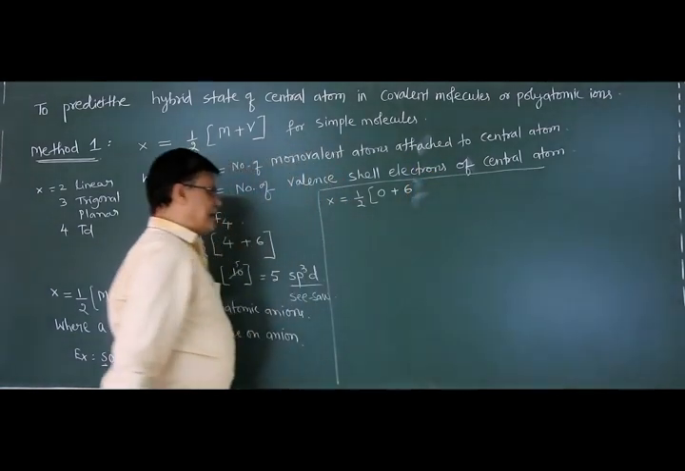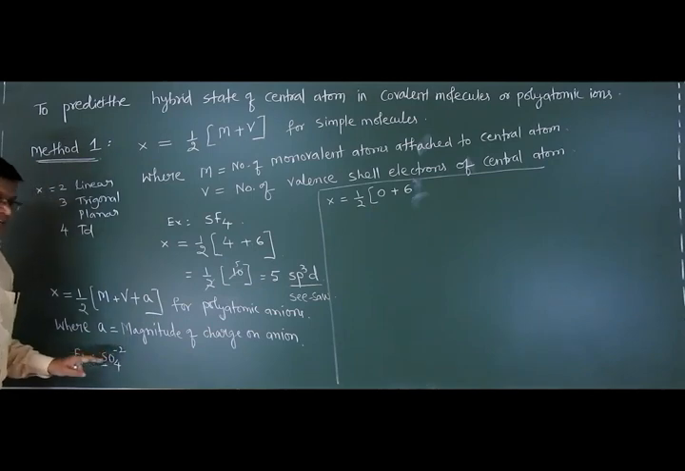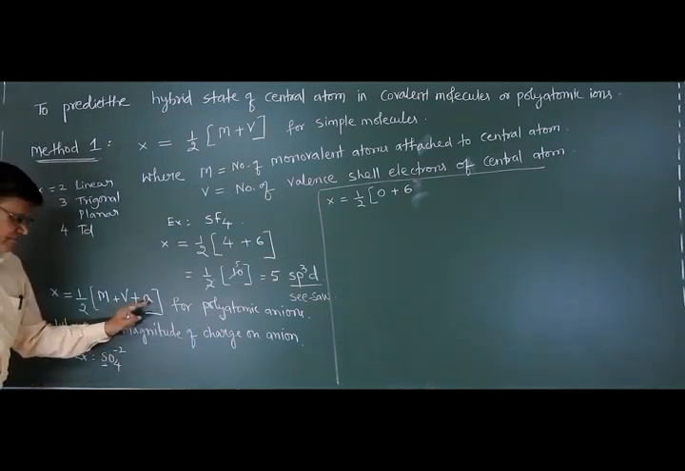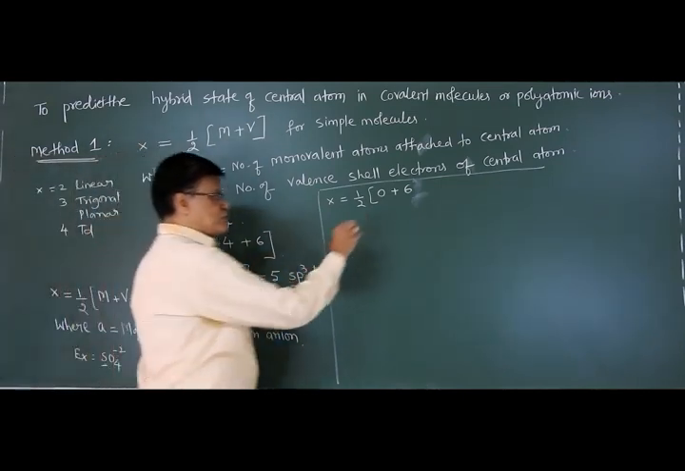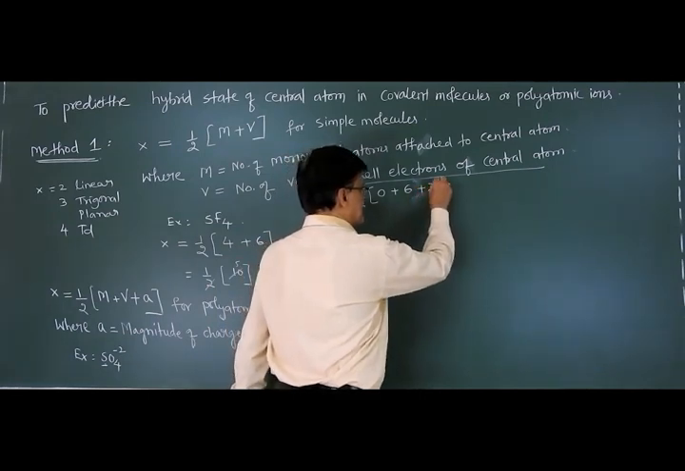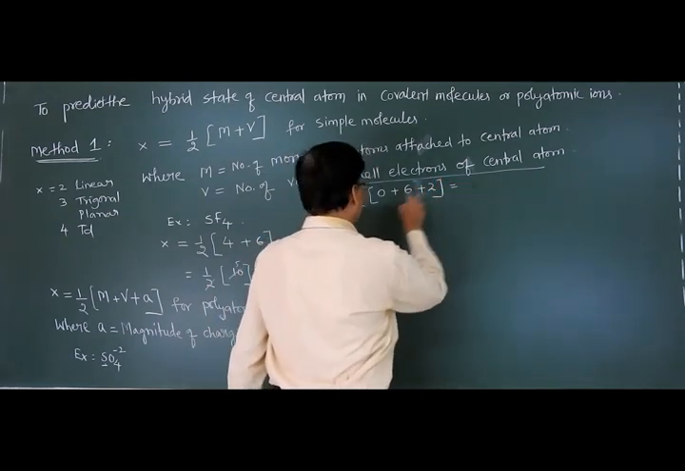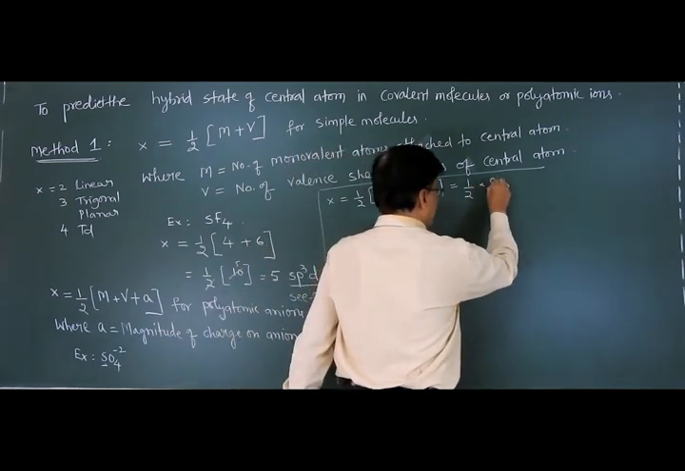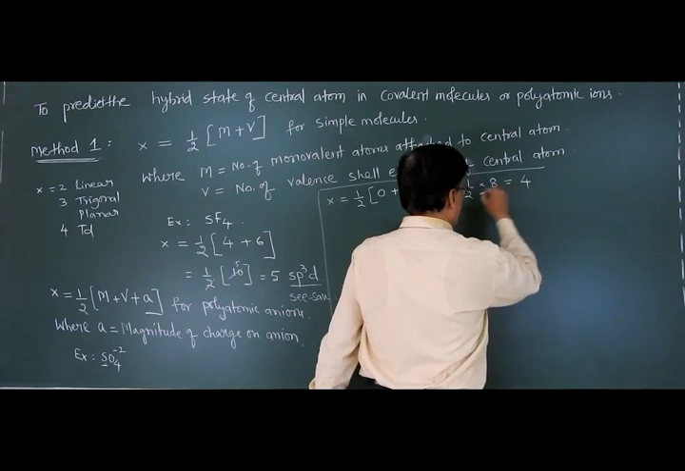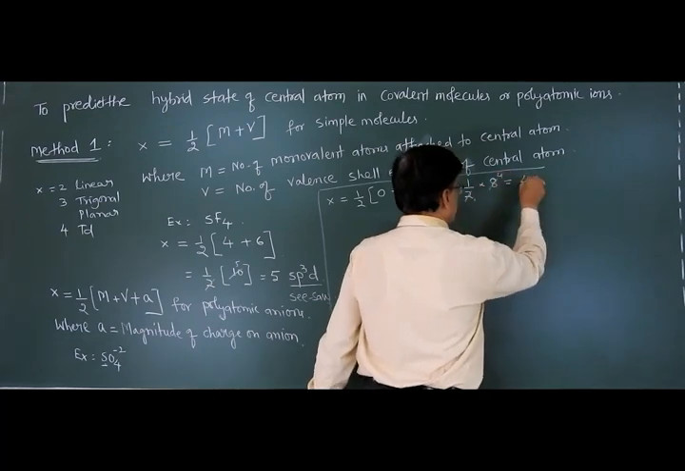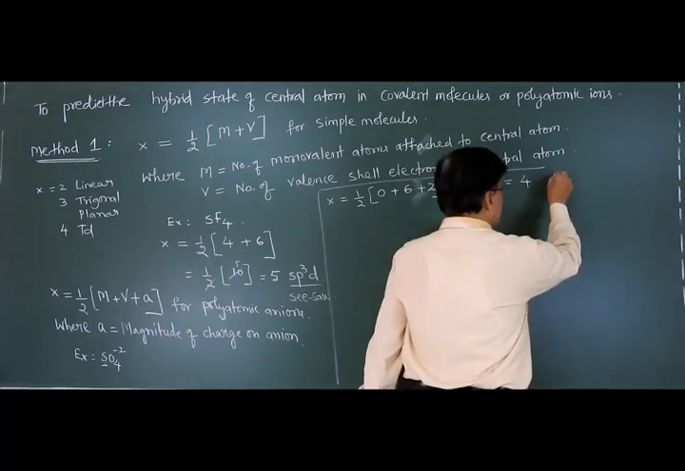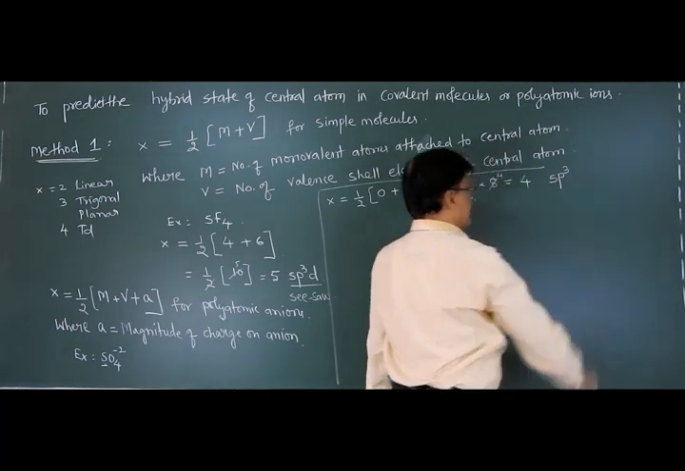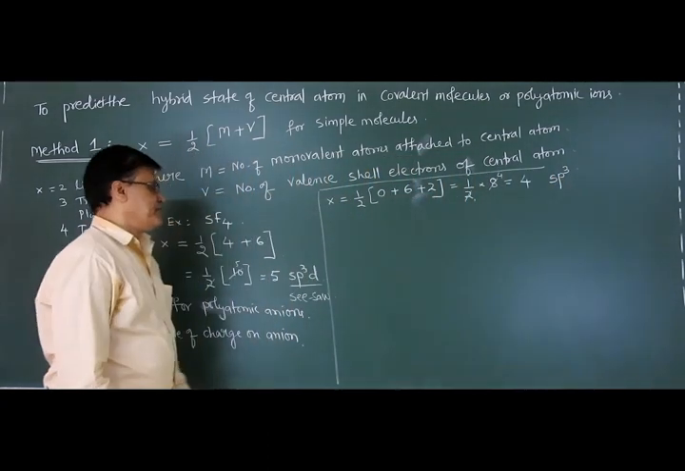Right. One more is here: anion plus A. What is the charge? Magnitude of charge on the anion is minus 2. If it is the charge of an anion, we should add. Negative means we should add plus 2. That is equal to half of 6 plus 2, which is 8. That is equal to 4. 2 fours are 8. X is equal to 4 means sp3. Understood all of you? Hybridization.